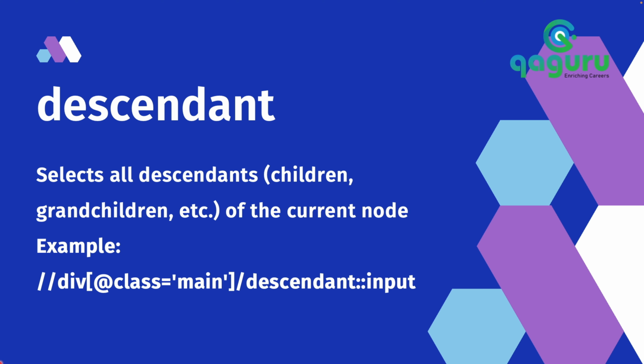Now let's learn about the descendant axis. It selects all the descendants, that is children, grandchildren, etc. of the current node. In this example, we are locating a div element with an attribute class and its value main. And then we are finding all of its descendants with an HTML tag input. We'll try it on the sample application and see how it works.